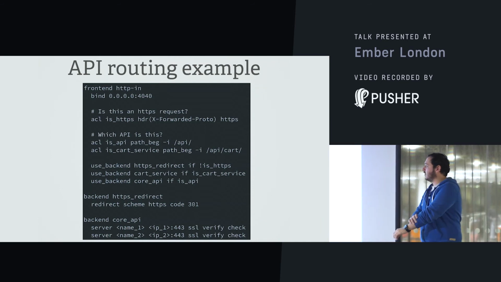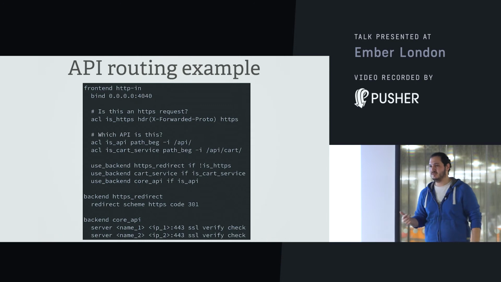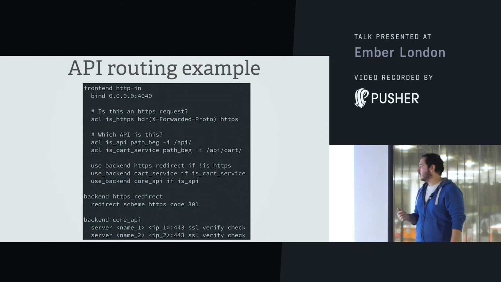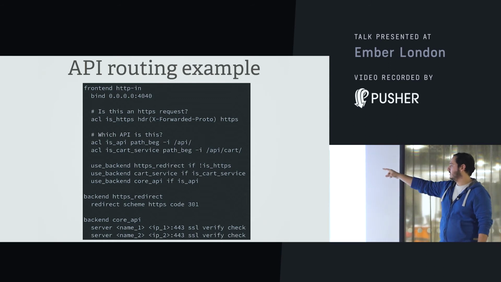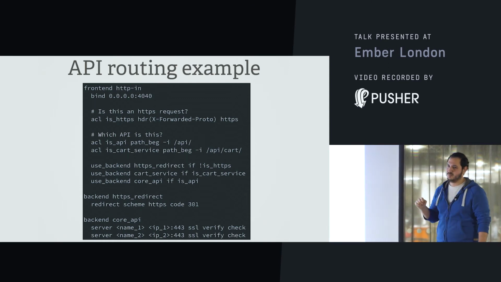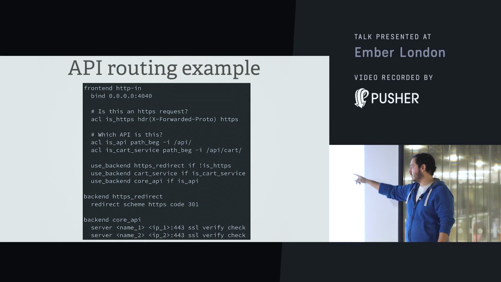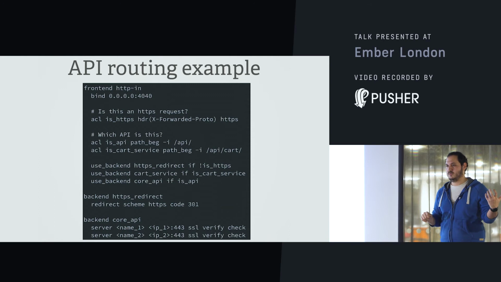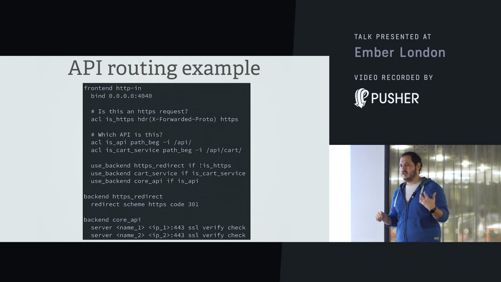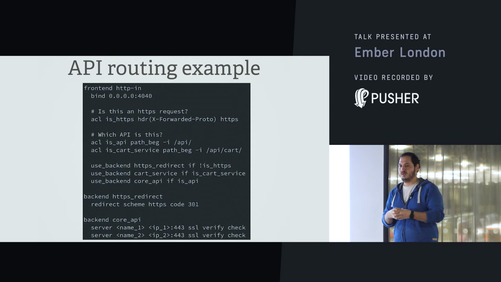You can name things, and you can have multiple different front ends and multiple different back ends. So here, for example, we decided to call this specific front end HTTP-in, and it listens on port 4040. Then we can set up a load balancer in front of it so that we can have everything on port 80. That allows us to have multiple HAProxy instances behind one load balancer.